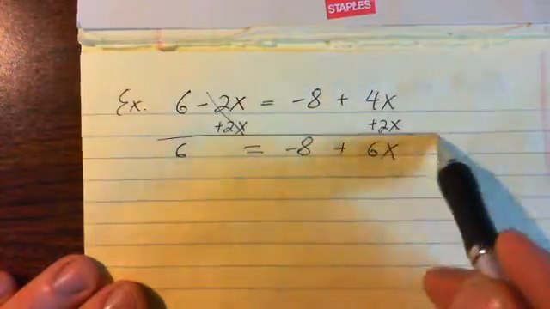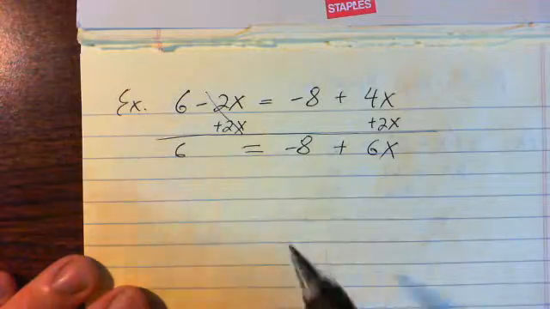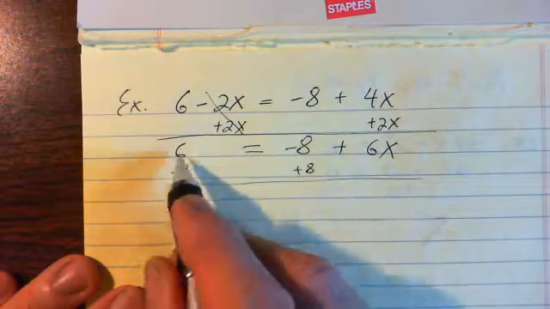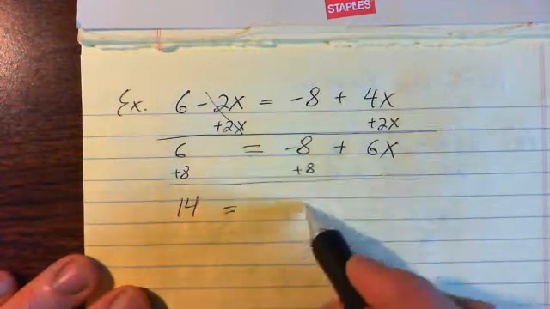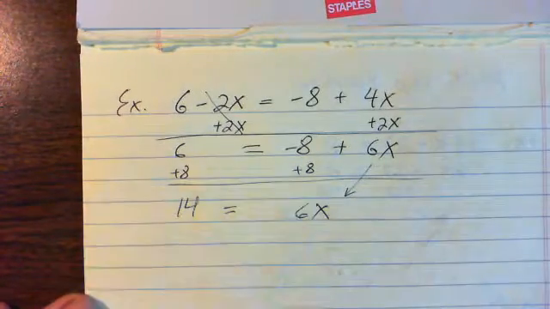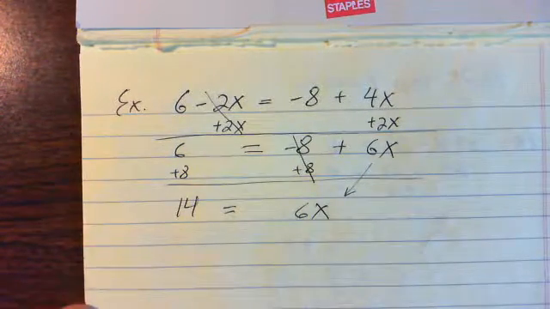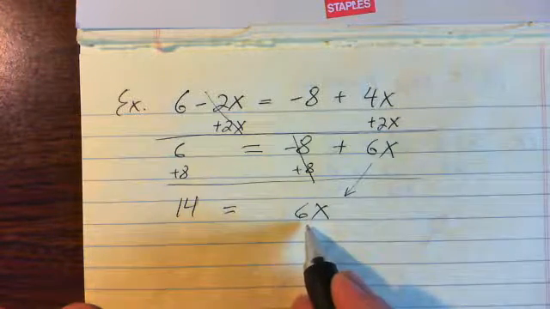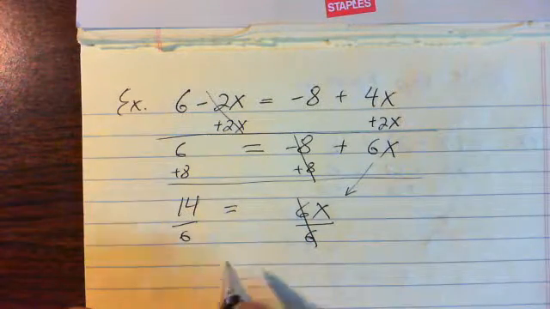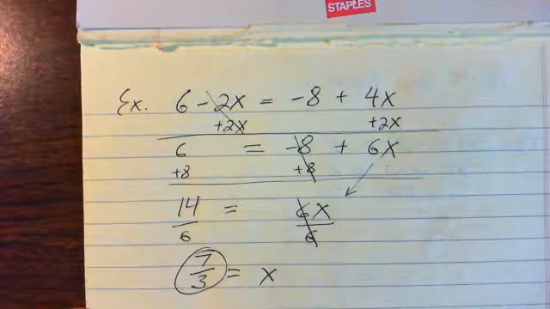Alright, so now you have 6x as your variable, and to get rid of this negative 8, I'm going to add 8 to both sides, and that gives us 14 equals 6x. Because we can bring that 6x down, this of course adds up to 0. So now I want to get rid of the 6, so I'm going to divide both sides by 6. The 6's cancel. This can be reduced. It reduces to 7 over 3, so that's our answer for x.